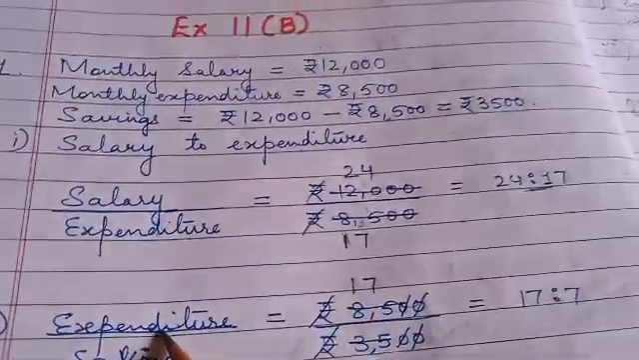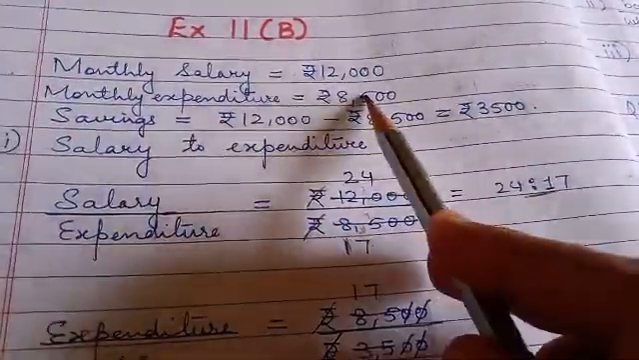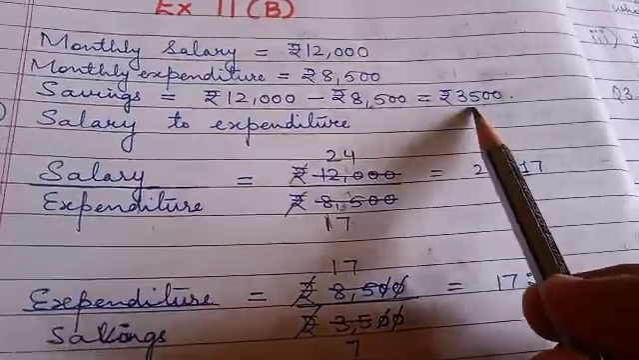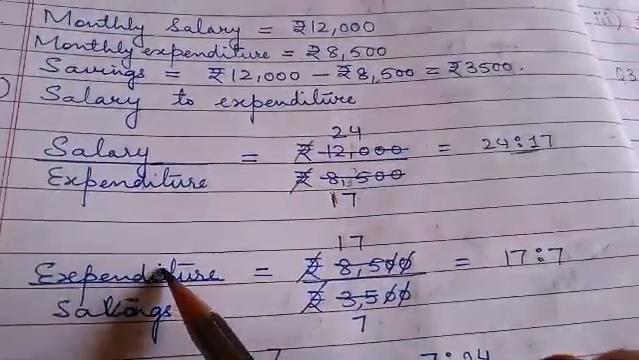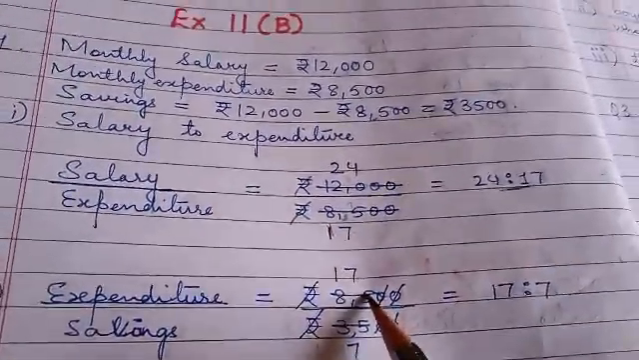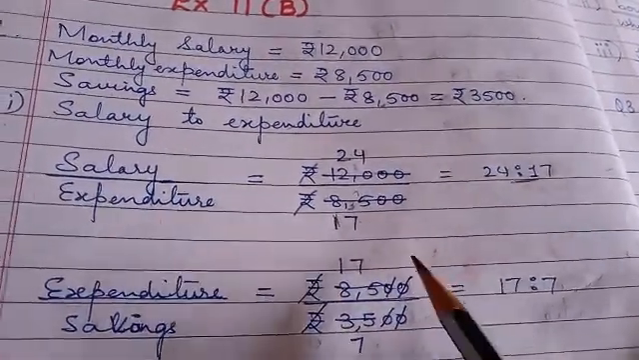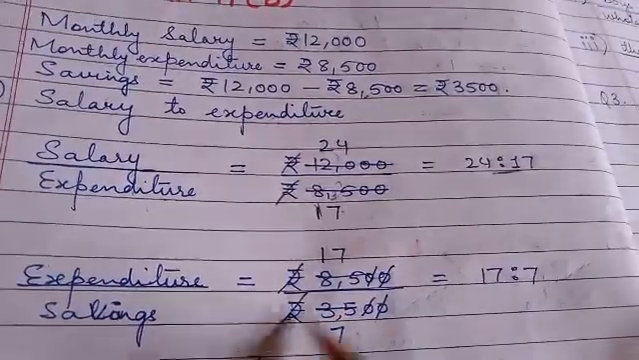So what is the value of expenditure? The value of expenditure is 8,500 and the value of savings is rupees 3,500. So instead of expenditure, write 8,500 and instead of saving, write 3,500, whatever are their values. Rupees with rupees gets cancelled.